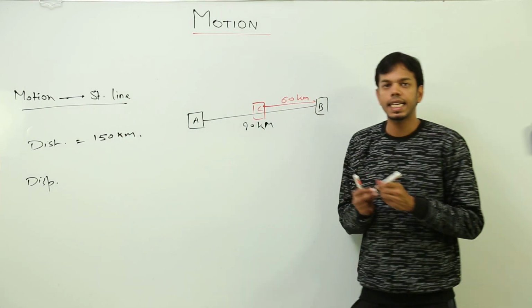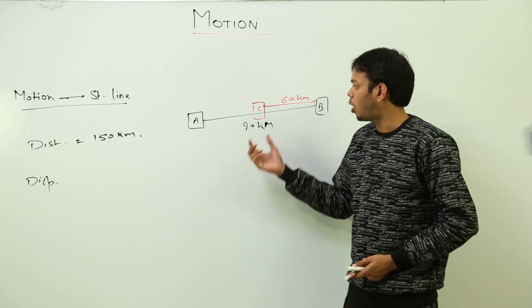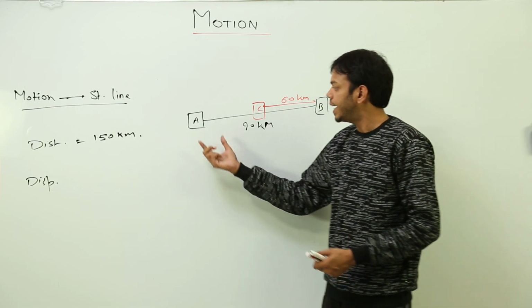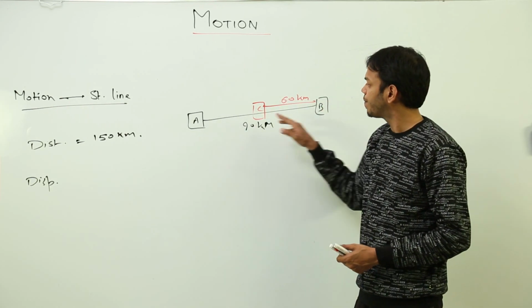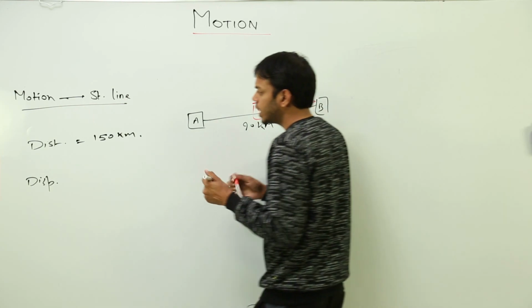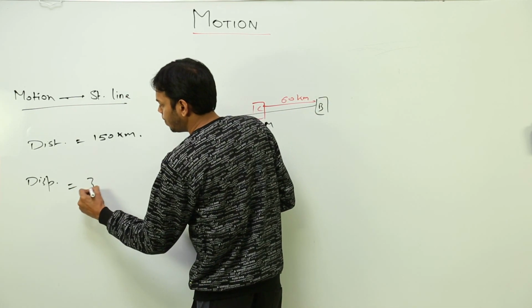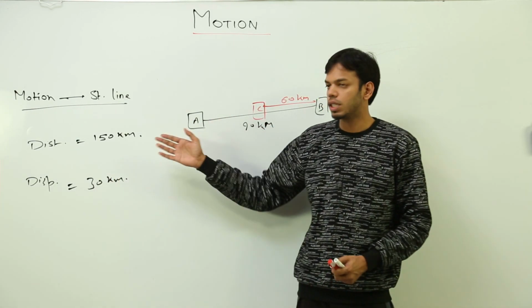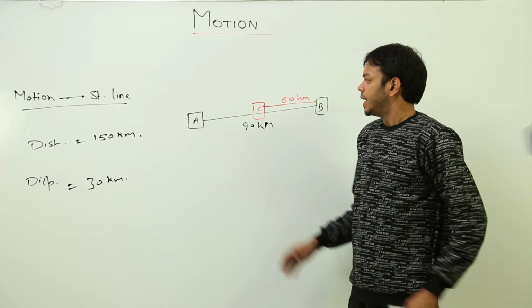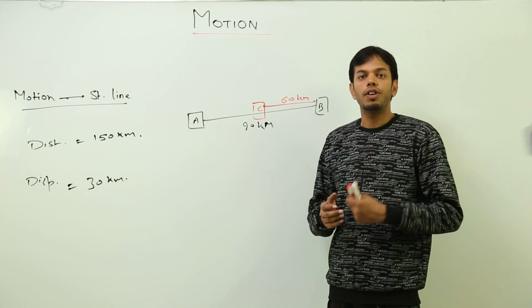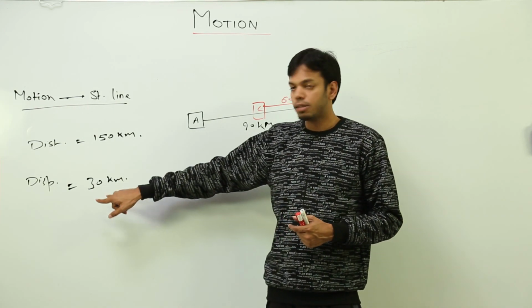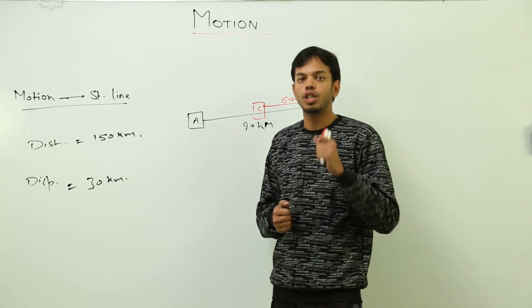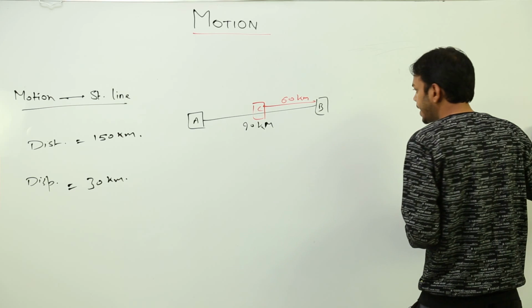But where exactly is the position of the object from the starting point, that is the reference point, origin? It is at a distance of 90 minus 60, which is 30 kilometers from the starting point. This is the basic difference between distance and displacement. Distance is the total length of path covered by the object, whereas displacement is the shortest distance between initial and final positions. So you must write down the definitions right now.